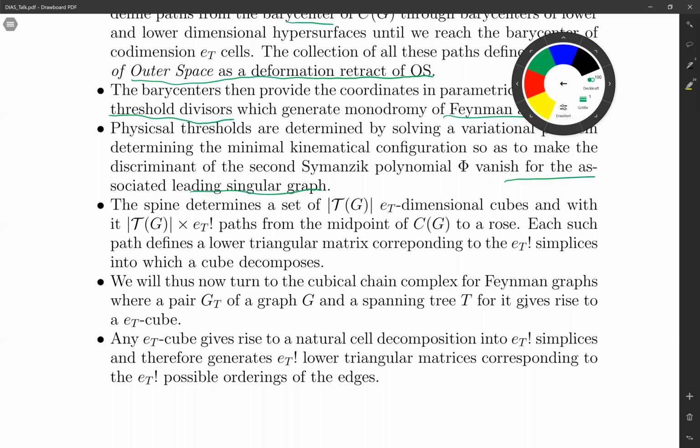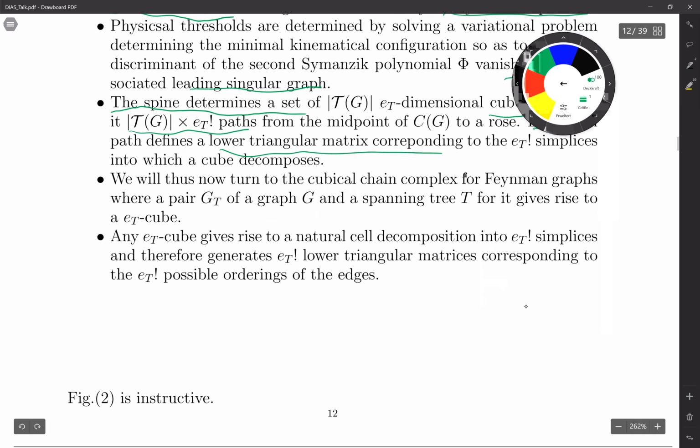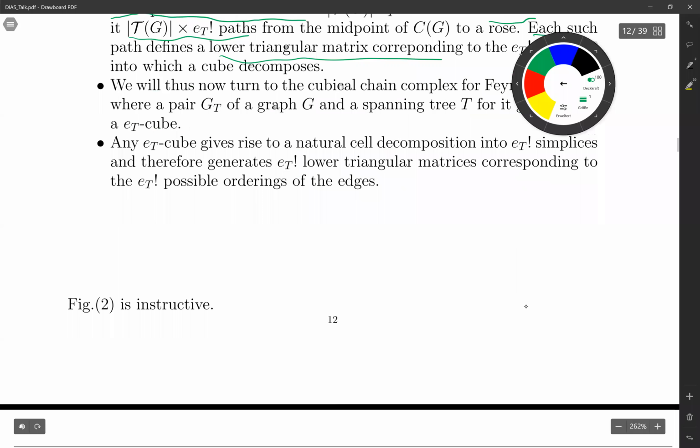And now comes something which is really very interesting. These spines, as we see in the next picture, define cubes for you and visit many, many paths to go from the midpoint of the cell to the roses at the end. And each such path defines a lower triangular matrix for you, which is a Hodge matrix. And if you collect all these Hodge matrices, you start understanding your monodromy, which you are after. So this turns it all into some sort of algebraic geometry at the end. So actually, I think it's time to look at an example.